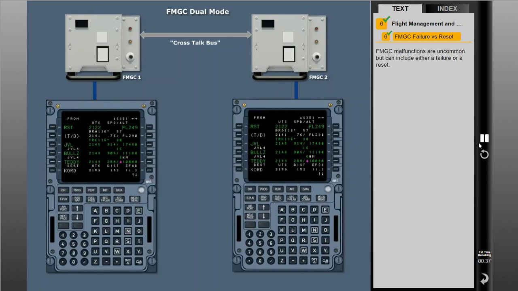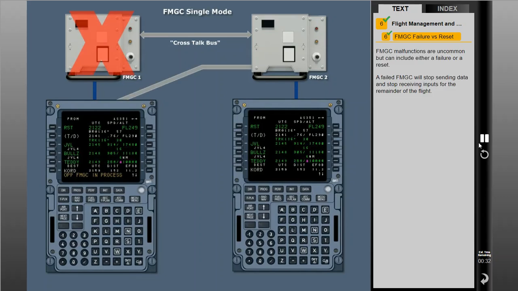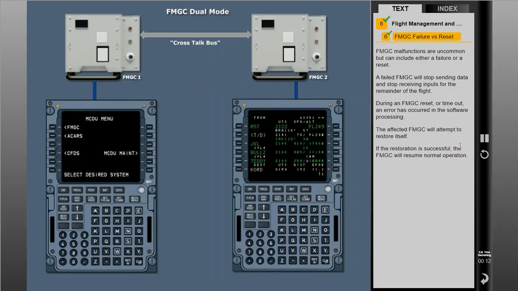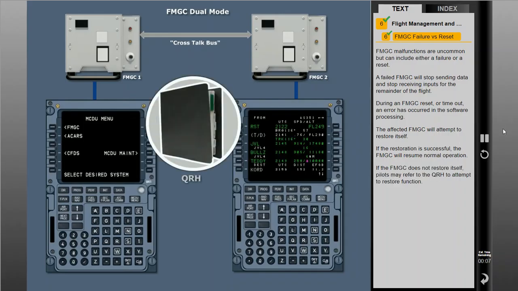FMGC malfunctions are uncommon, but can include either a failure or a reset. A failed FMGC will stop sending data and stop receiving inputs for the remainder of the flight. During an FMGC reset or timeout, an error has occurred in the software processing. The affected FMGC will attempt to restore itself. If the restoration is successful, the FMGC will resume normal operation. If the FMGC does not restore itself, pilots may refer to the QRH to attempt to restore function.